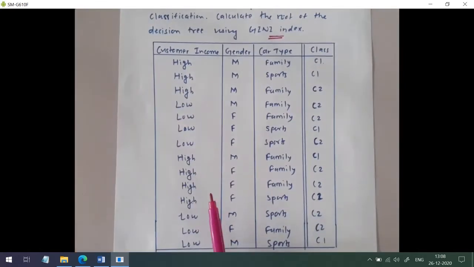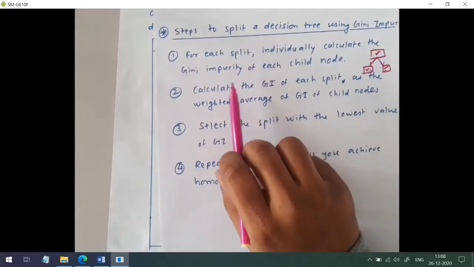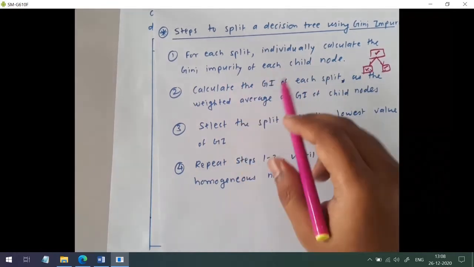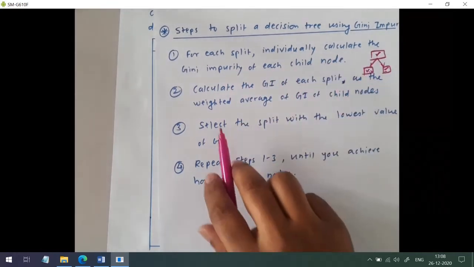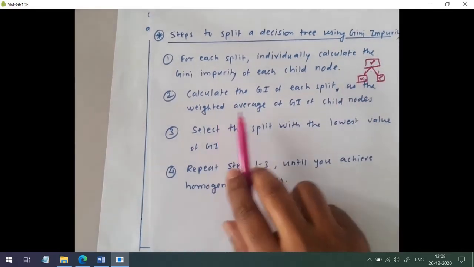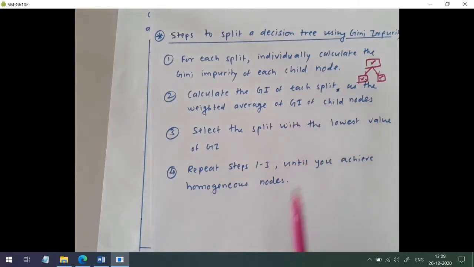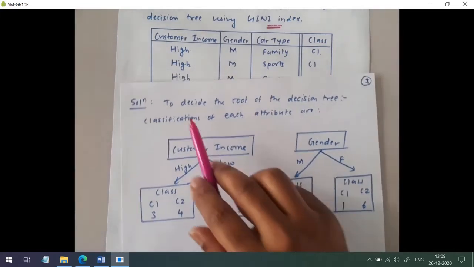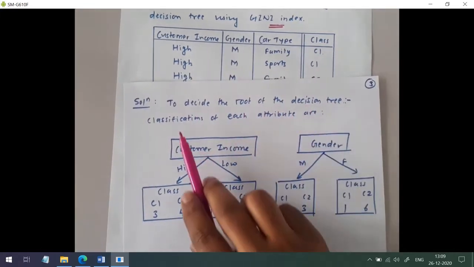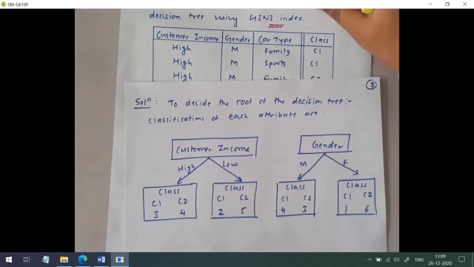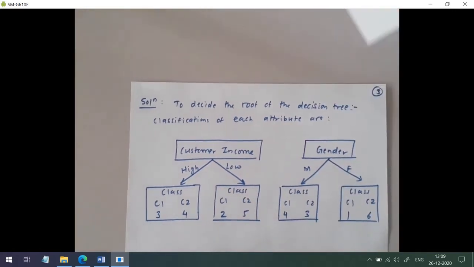Now remember the steps. For each attribute you have to calculate the Gini impurity for the left child and right child, and from that you have to calculate the Gini index of that particular attribute as the weighted average of Gini of the child nodes. To decide the root of the decision tree, what is the classification power of each attribute?